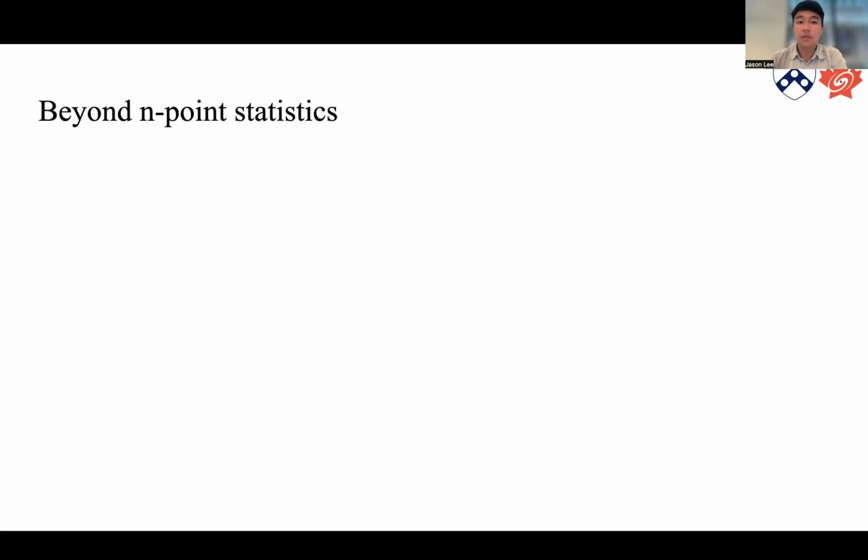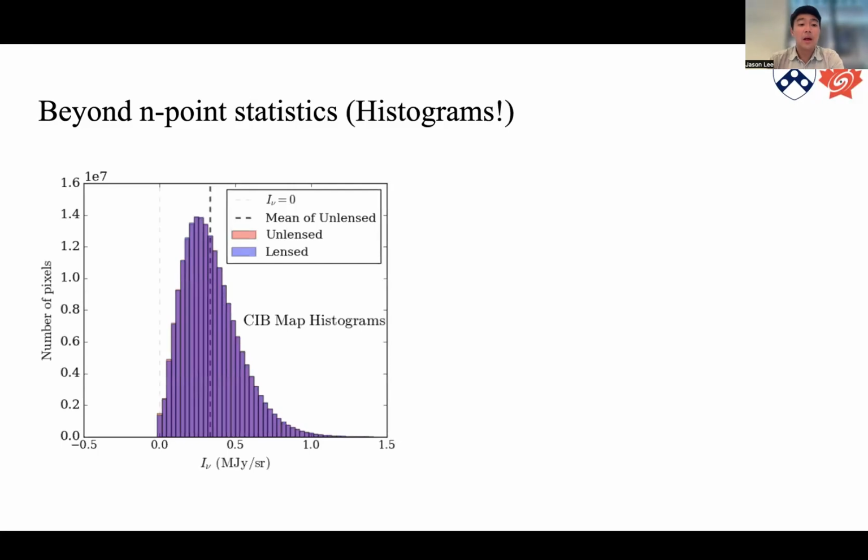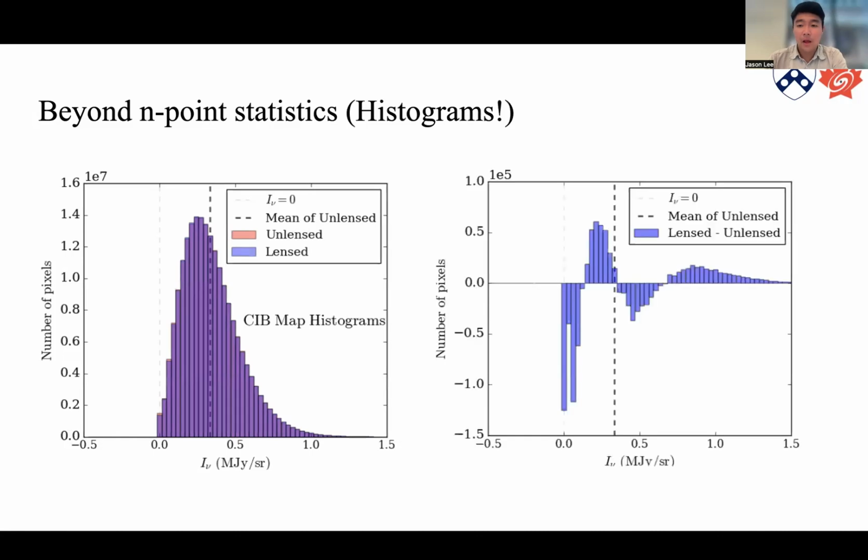The answer, of course, is histograms. On the left, you're looking at the unlensed and lensed CIB histograms plotted on top of each other. But here, you can't really see much of a difference. But when we take the difference between the two, you can see this clear oscillation structure. So what do we do with this?